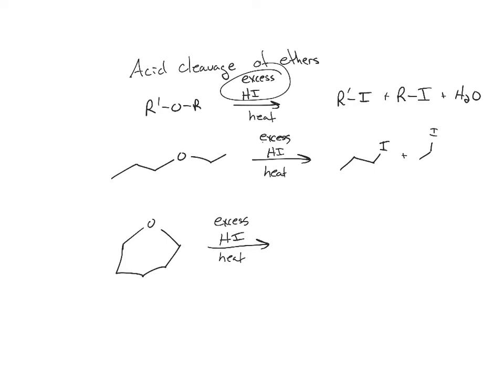Correct name for that one is? This one's easy. 5 carbons with an iodine in the 1,5 position, so 1,5-diiodopentane, right? So all we are doing is breaking these bonds here and putting I's on where that oxygen was, and the water comes off.